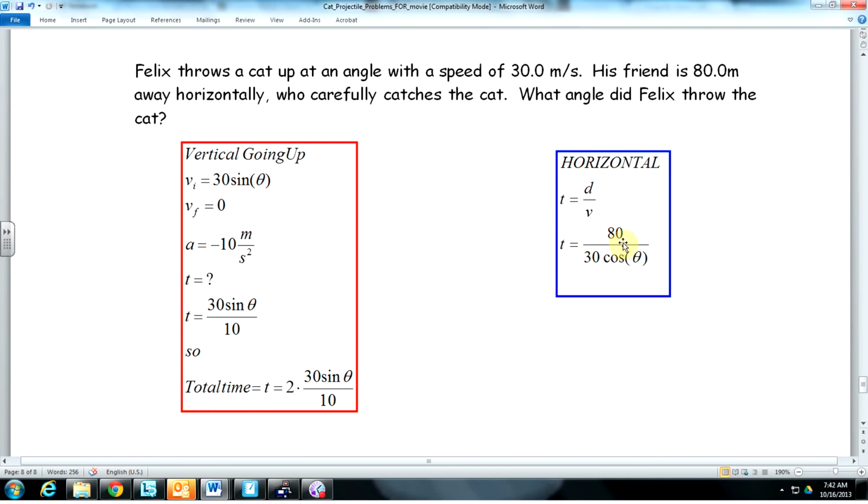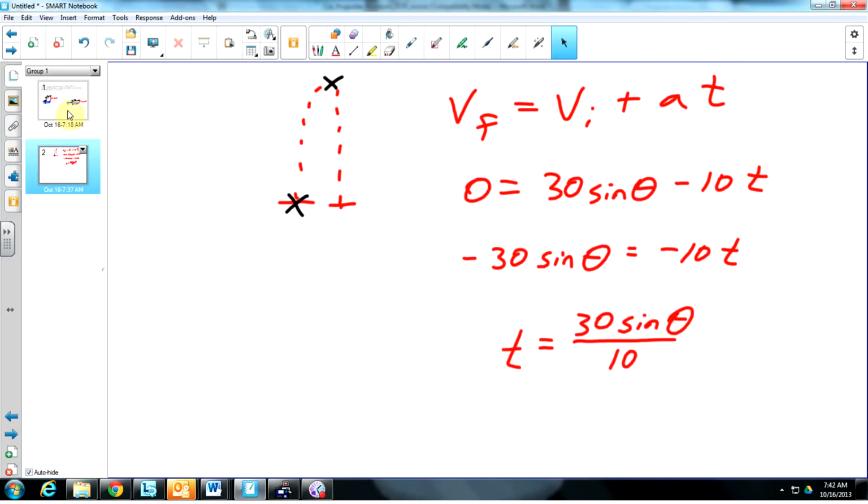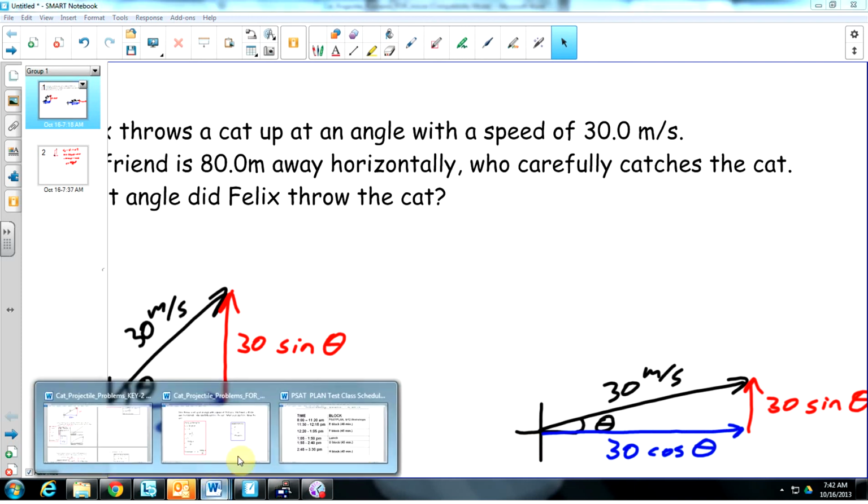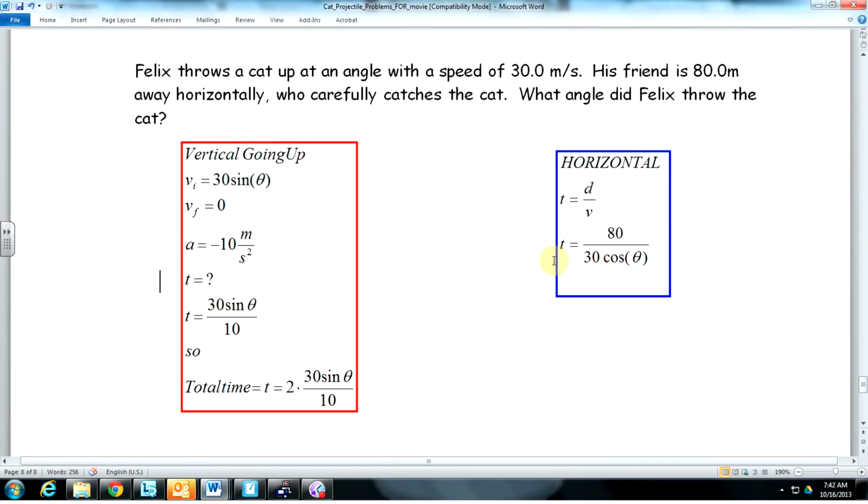Horizontally is a lot easier. It goes 80 meters horizontally. The horizontal speed here is 30 cosine theta. We saw that earlier, because that's the horizontal velocity initially, and that stays the same since horizontal is not going to be affected by acceleration due to gravity. It just stays 30 cosine theta the whole time, which means we can use a much easier equation. And we get t equals 80 over 30 cosine theta for the time.